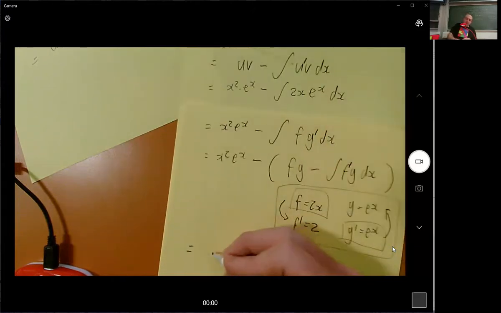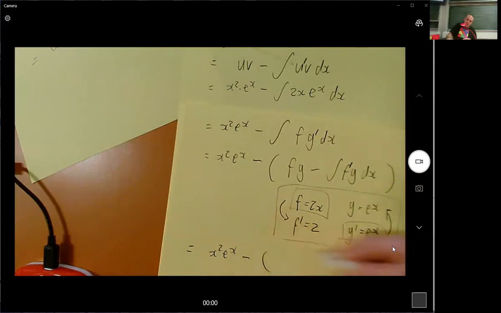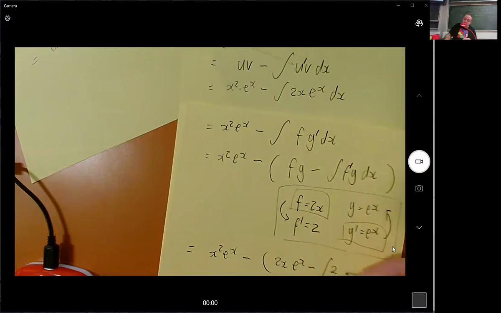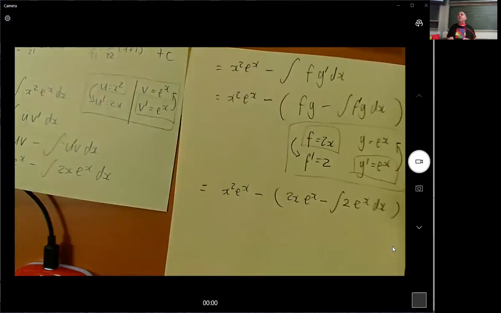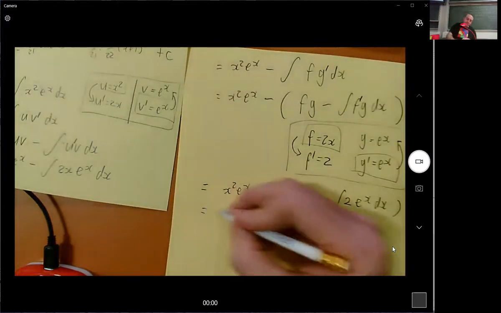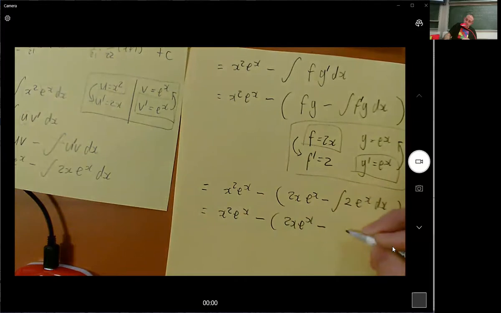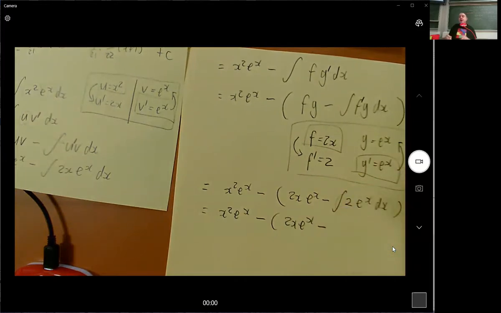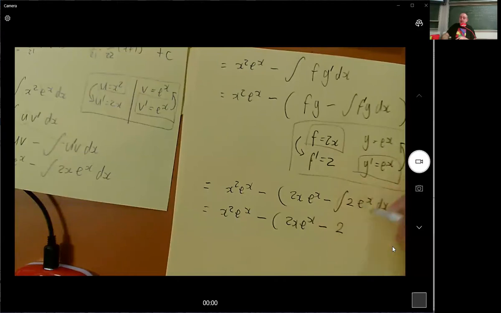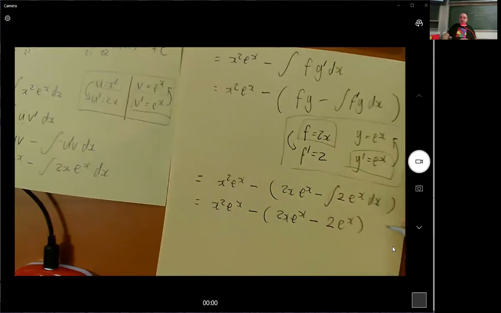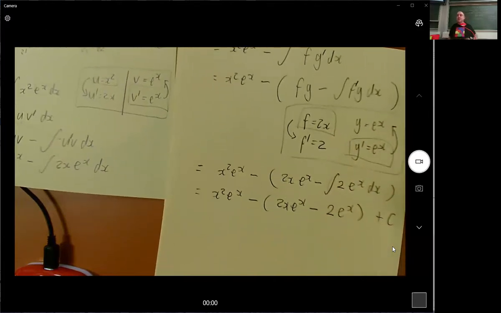So we have that is x squared e to the x minus big bracket f, which is 2x, g, which is e to the x, minus the integral of f dashed, which is 2, g, which is e to the x dx. And I'm almost there. And the integral of 2e to the x I can do. The 2 is a constant, it'll still be there. And the integral of e to the x is e to the x. And so I'm done. And now that the integral signs are all gone, I'll whack a big plus c on the end.